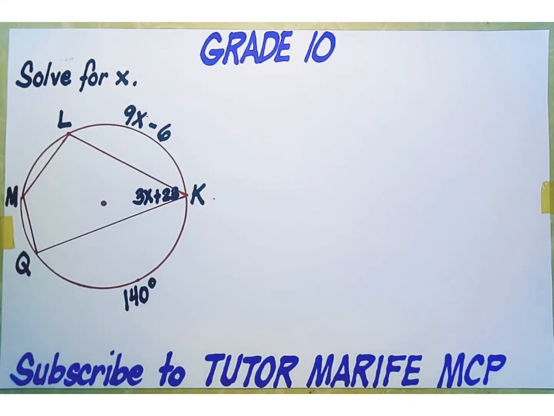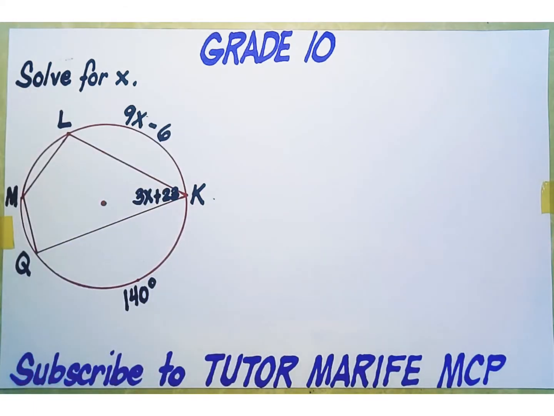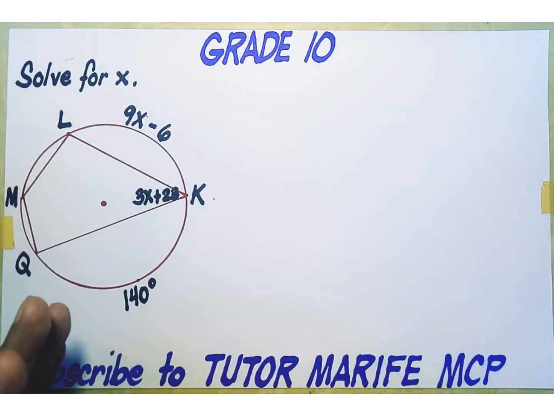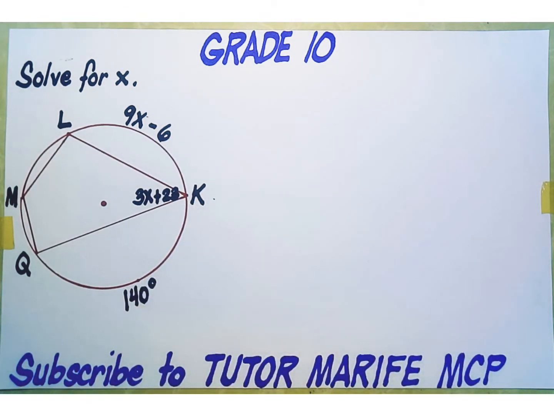This is the given figure. We will be solving for x. Okay. Let's focus on one theorem. And this theorem relates the measure of an inscribed angle and the measure of its intercepted arc. This theorem tells that the measure of an inscribed angle is 1/2 the measure of its intercepted arc. I'll repeat. The measure of an inscribed angle is 1/2 the measure of its intercepted arc.